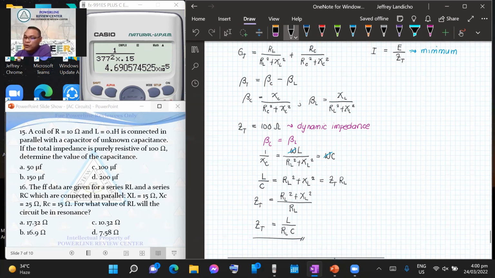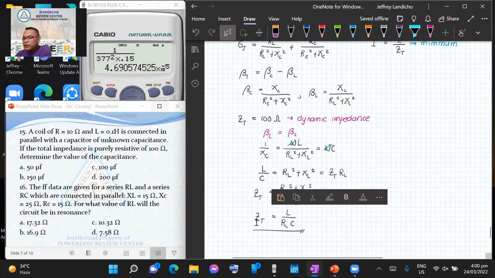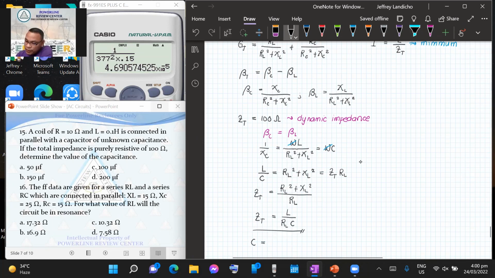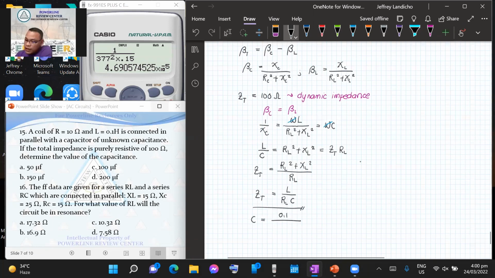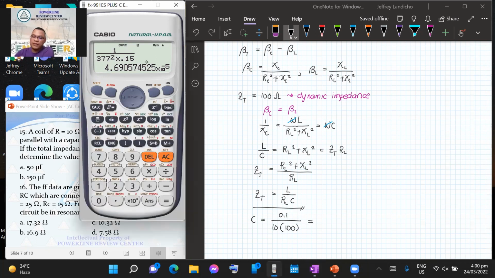So, therefore, kuha na natin. Meron tayong impedance, meron tayong inductance, meron tayong resistance. So, directly, we can compute its capacitance. So solving now for the required capacitance for parallel resonance, ano yung given inductance? 0.1. Ano load resistance or resistance in series with inductance 10, and the impedance is 100. So we have now the required capacitance.